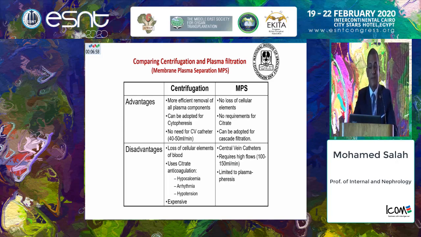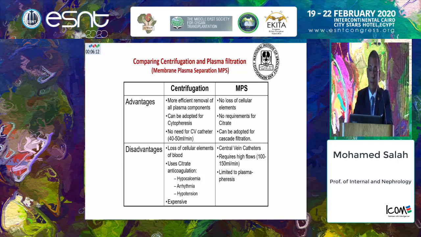Comparing centrifugation and plasma filtration, the advantages of centrifugation: it's more efficient removal of all plasma components, can be adopted for cytopheresis, and no need for central vascular catheter, because it only requires 40 to 50 milliliter per minute flow, while the membrane plasma separation, there's no loss of cellular elements, no requirements for citrate, and can be adopted for cascade filtration, while the disadvantages for centrifugation, it is the loss of cellular elements of blood, uses citrate anticoagulation, hypocalcemia is very common, arrhythmia again, and hypotension are prominent, and it is a bit expensive.